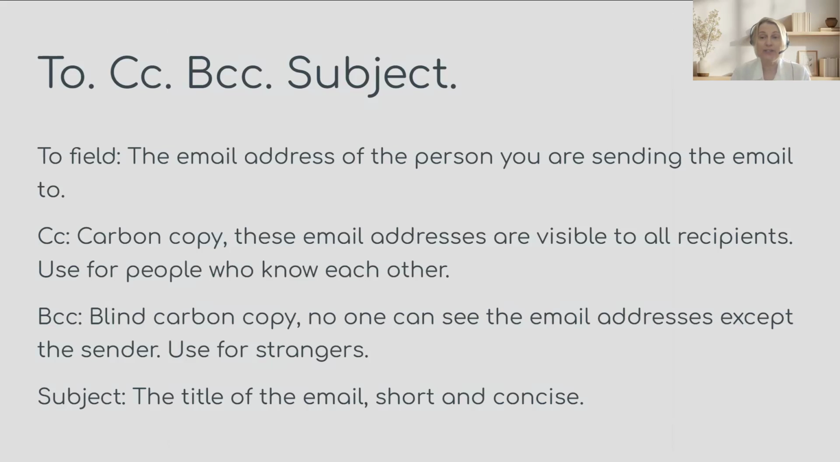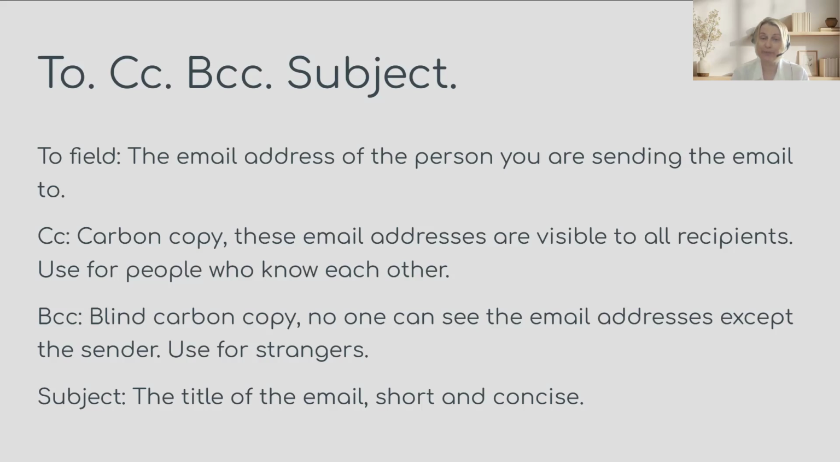Now, when you are composing an email, in the to field is the email address of the person you are sending the email to. That means that is where you're going to put the email address of the person that you're sending this email to. In the CC field, CC means carbon copy, those are email addresses that are visible to all recipients of the same email. And that's used for people who know each other.